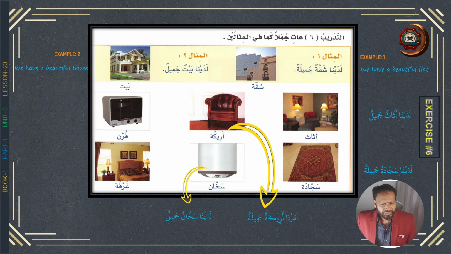The top left, sorry. Ladaina Furnun Jamilun. I don't know what's beautiful in that, but anyway, we have a beautiful furnace, a beautiful oven. Okay, fine. Who else is there? Anybody there? Okay, Nazneen ma'am, go ahead. The last one, bottom left. Ladaina Ghurfatun Jamilatun. We have a beautiful room. Okay, fine.